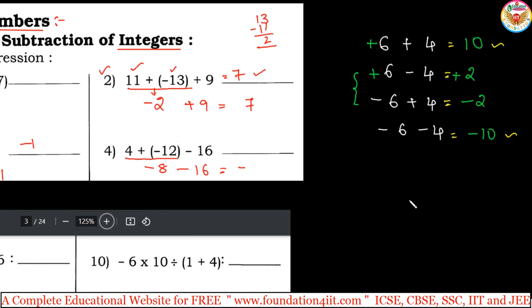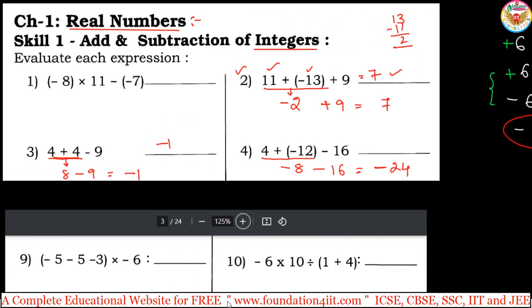What I said: keep the negative sign and add it. Okay, both are negatives now. Keep the negative symbol and add. Minus 8 minus 16, keep the minus symbol and add it. That is 24. Okay, that's the way you should do it.